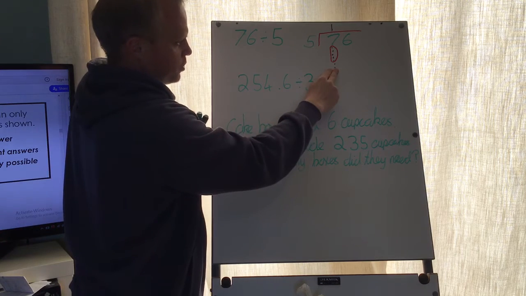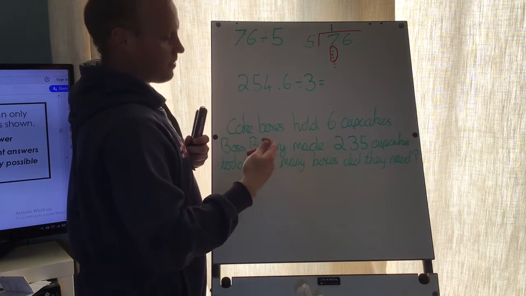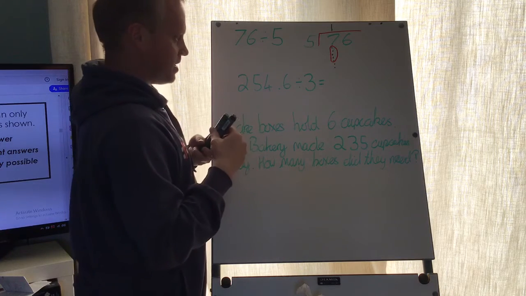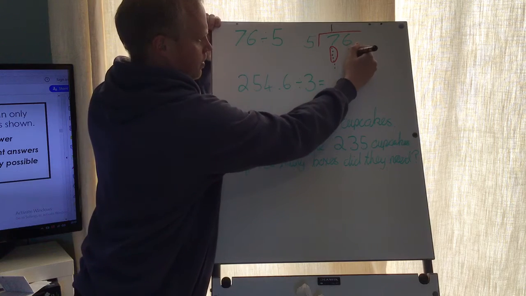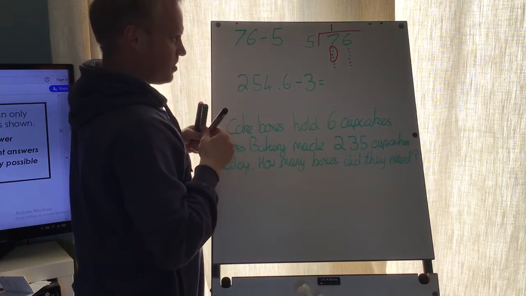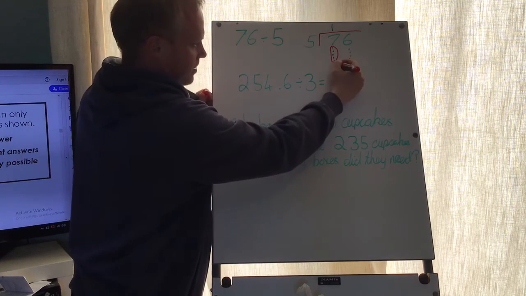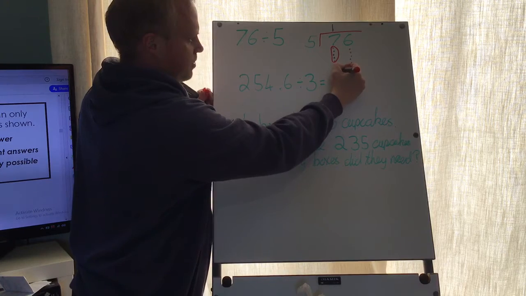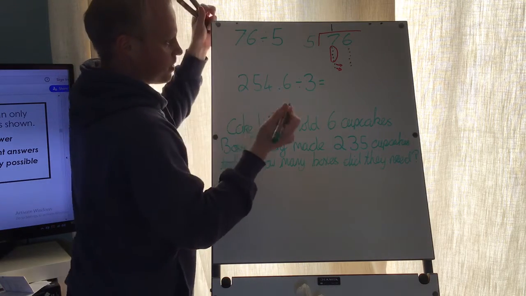Now I've got these 2 left over. So the exchange rate is 1 for 10. So therefore, if I've got 2, I'm going to have 20 in the next column. So the black is representing what's in the dividend already, and these 2 will both exchange for 10 each in the next column. So obviously I'm going to need 20.